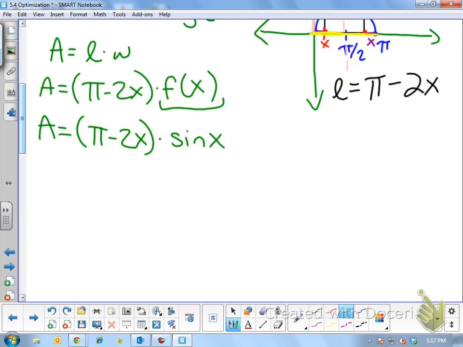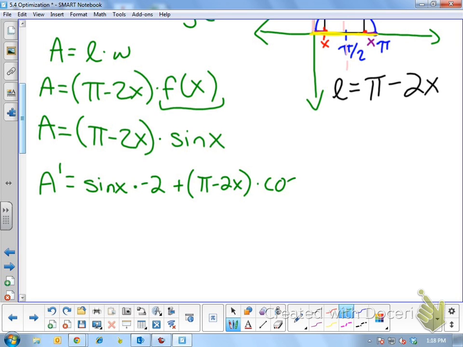So this time, how am I going to have to find the derivative of this? Product rule. Okay. Even if I distribute sine in, I'm still going to have to do product rule. So I might as well leave it as it is for now and do product rule. So low d high, sine is low, times the derivative of the first, so times -2, plus high d low, high minus 2x times cosine x.